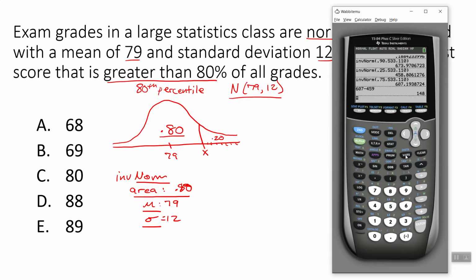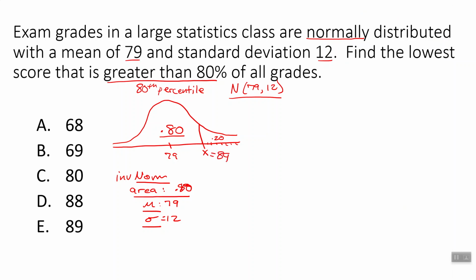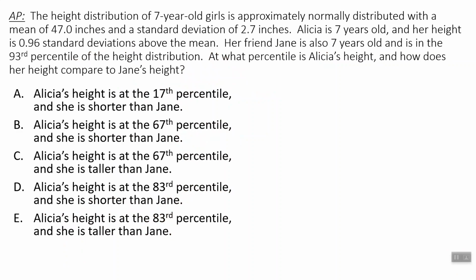Second vars, inverse norm. We've got 0.80, the 80th percentile. We've got a mean now of 79. We don't have to press clear; we can just start typing over it and it'll erase it. And it's 12 for the standard deviation. That gives us 89.09, so roughly 89. So this x value here is roughly 89. And there it is, answer choice E. Voila. Here's another one, a little trickier now.